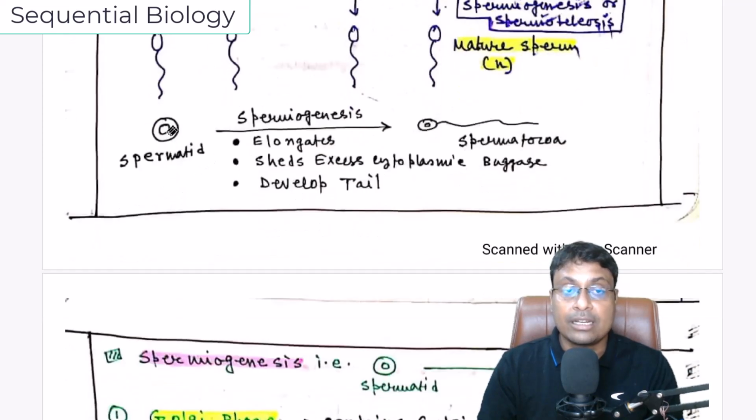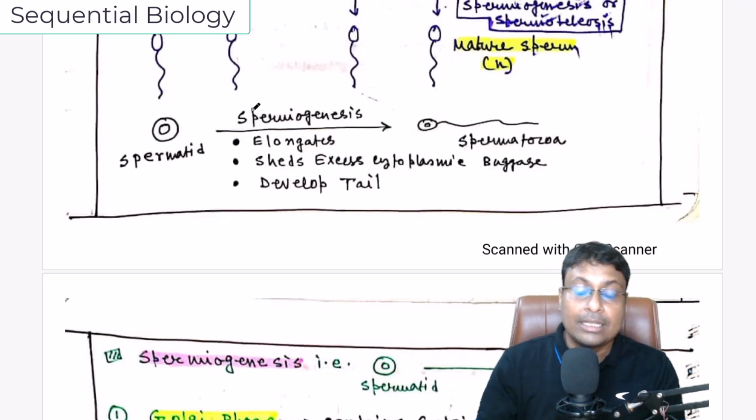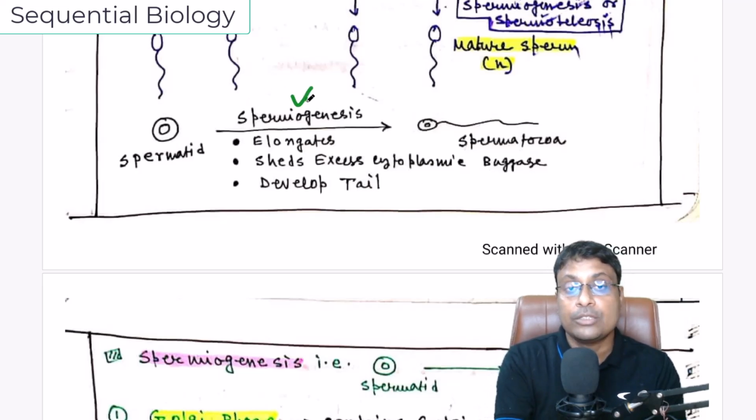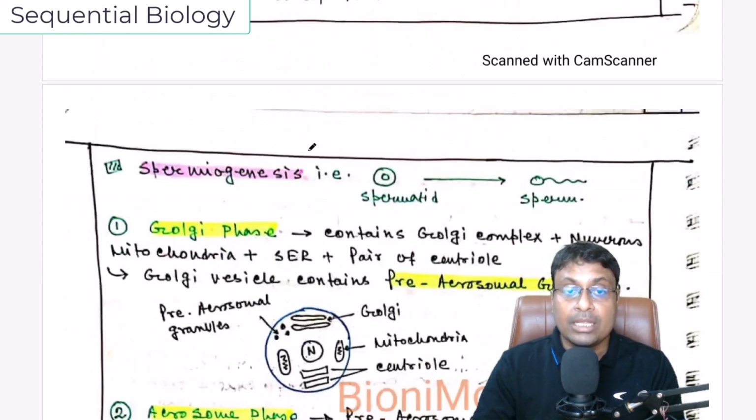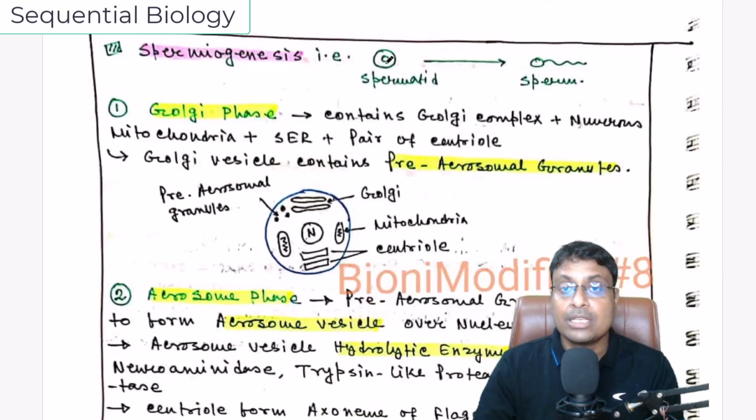Then the spermatid, by the process of spermiogenesis, will change its shape. Here you can see the spermatid is a round structure, and this round spermatid will be transformed into a tadpole-like spermatozoa. The spermatid will be elongated, shed excess cytoplasm and develop the tail. These are the important events which occur during spermiogenesis. Spermiogenesis is the process by which a spermatid changes into the spermatozoa.